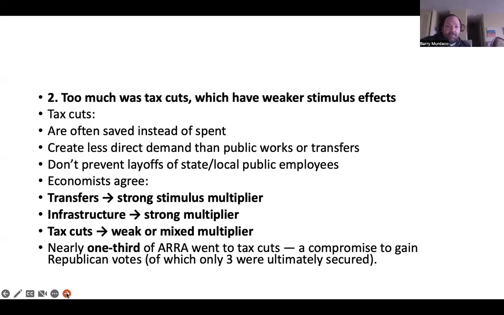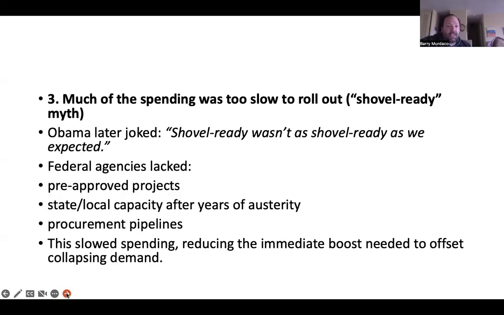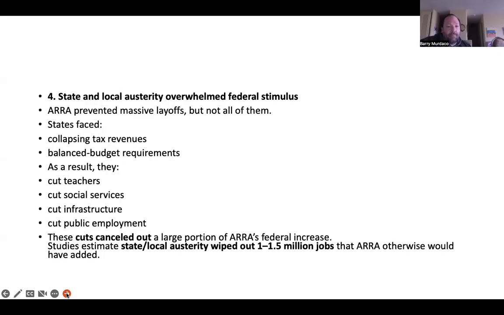Too much of it was made up of tax cuts, which have a very weak stimulus effect. Tax cuts are often saved instead of spent, for example. Nearly 1/3 of it, again, went to tax cuts. Most of the spending was too slow to roll out. The so-called shovel-ready jobs. Obama later joked, shovel-ready wasn't as shovel-ready as we expected. It was very nice of him to make a joke about it. But basically, yes, the actual spending on infrastructure and things like that happened at a very slow pace, and really didn't do enough by the time the Democrats basically lost control of the Congress in the massive rout of the 2010 House elections.